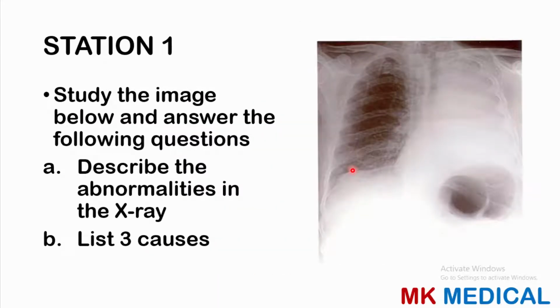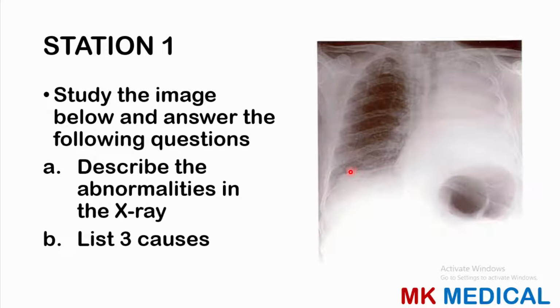So we'll begin with our station 1. Study the image below and answer the following questions. Part A, describe the abnormalities in the X-ray. Part B, list the 3 causes. You may pause the video at any time. I will give you 2-second intervals. You already know the drill.